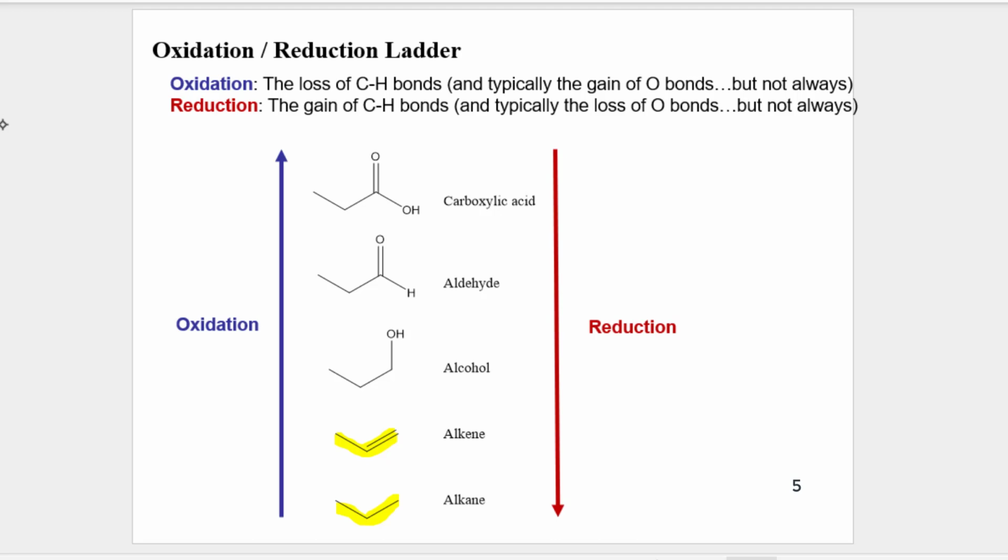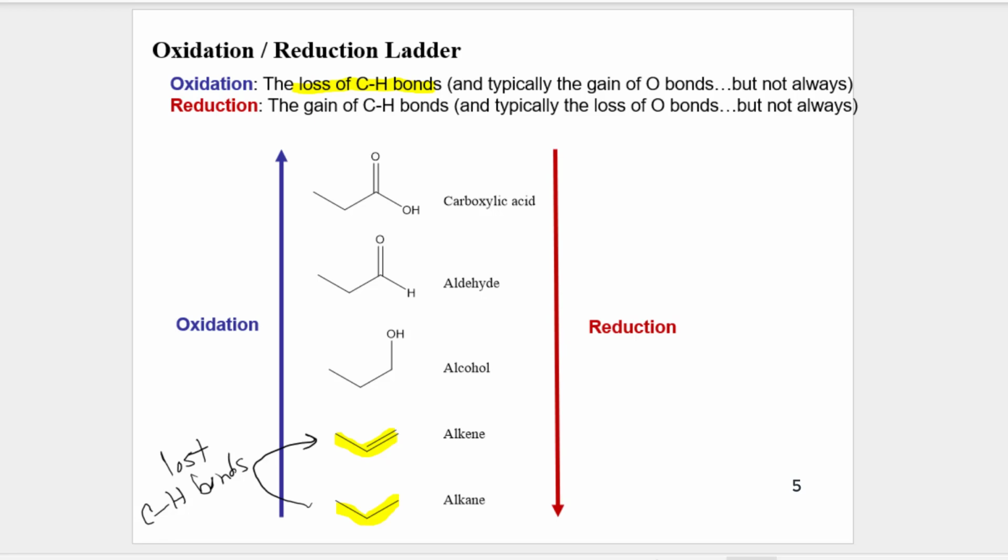Going from an alkane to an alkene is in fact an oxidation step in this ladder. We went from a fully saturated 3-carbon system to an unsaturated system. So technically we've lost carbon-hydrogen bonds, right? We had way more carbon-hydrogen bonds for the alkane than we did for the alkene. We had to lose some to make that pi bond. So going up this way, we've definitely lost CH bonds. So that's oxidation.